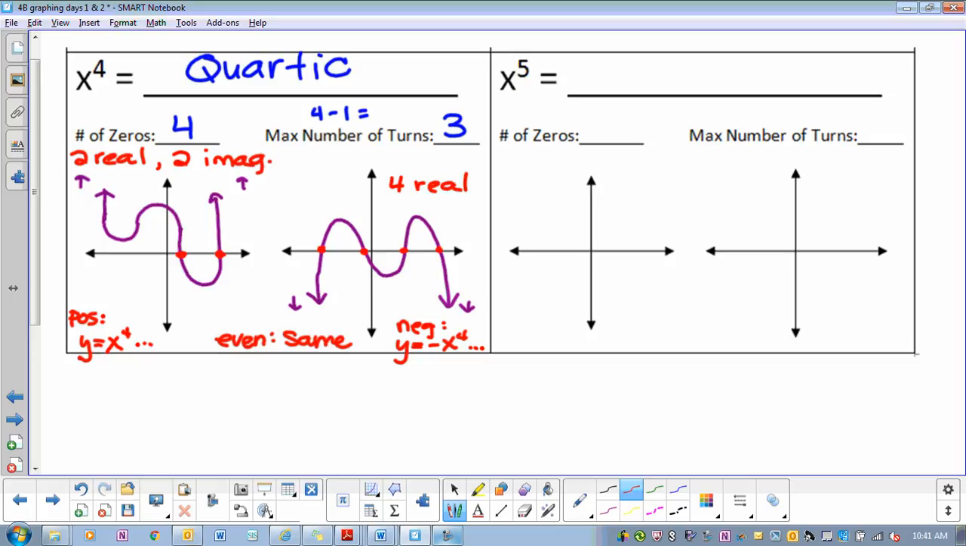All right, so the last one that we're going to talk about is x to the 5th. When your biggest exponent is a 5, this is called a quintic function, okay? How can we remember this? Quintuplet, yeah. Or in Spanish, quince. I know quince is 15, but still, there's 5 there.